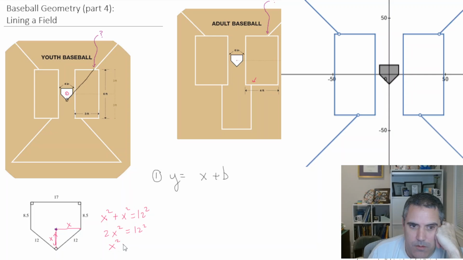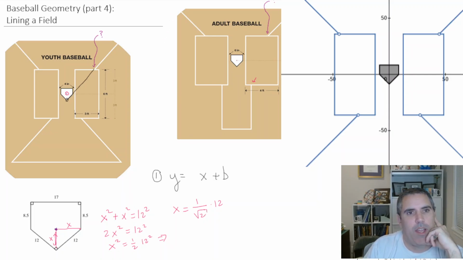x squared is 1/2 of 12 squared. And then I can take the square root. So I'm going to get the following. x is equal to 1 over the square root of 2 times 12. Now you never see it written that way because of this weird thing about radicals, which is you can multiply top and bottom by the square root of 2. I have to take a long time in class when this happens to explain this to students. I'm not going to give you the full thing.